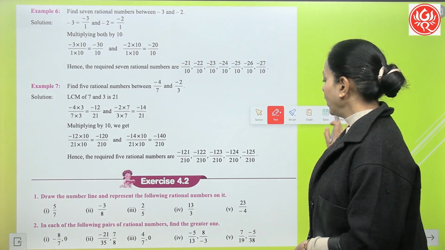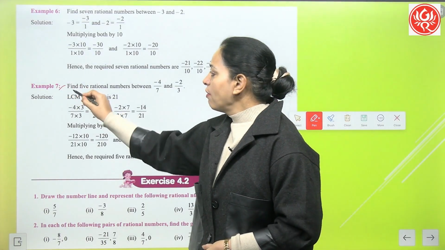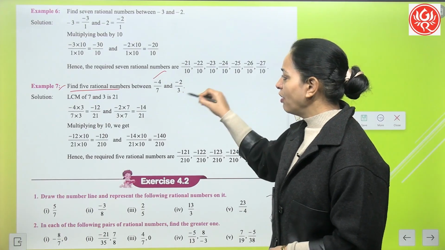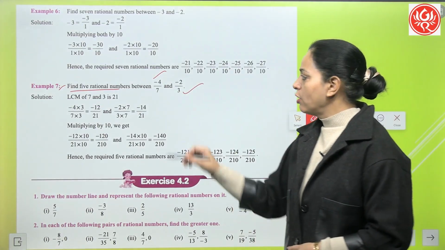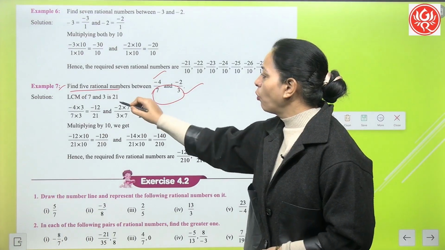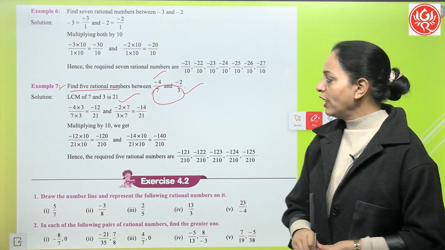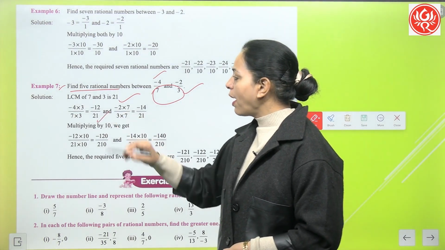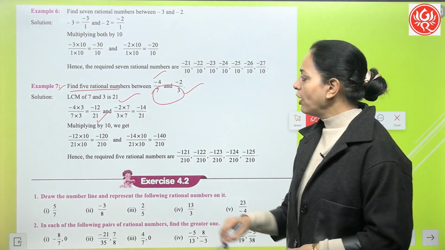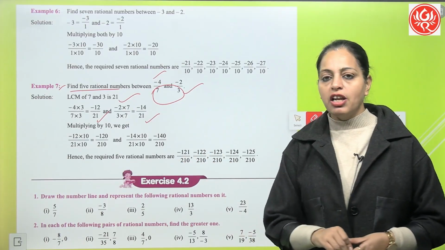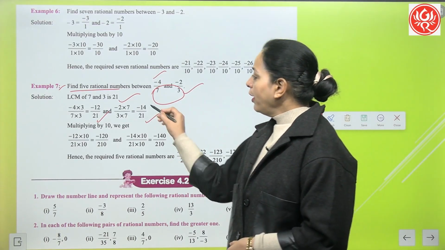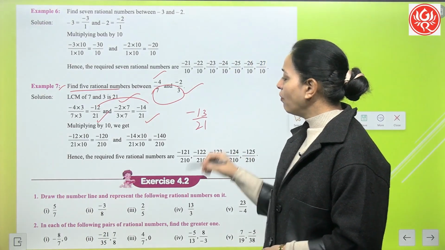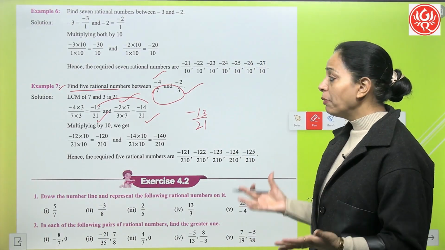Okay. Now the next example 7. Find 5 rational numbers between -4/7 and -2/3. So take the LCM of the denominators, that is 21. So we will make them the same, that is, you will have -12/21 and -14/21. Now between these two there will be only one number, -13/21, but we need 5 numbers.